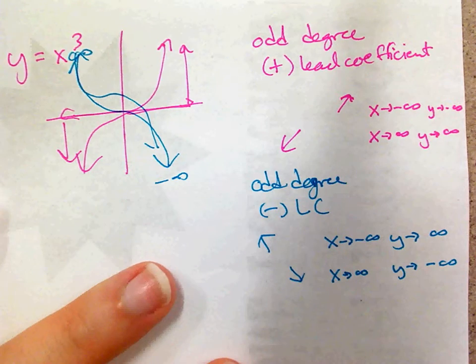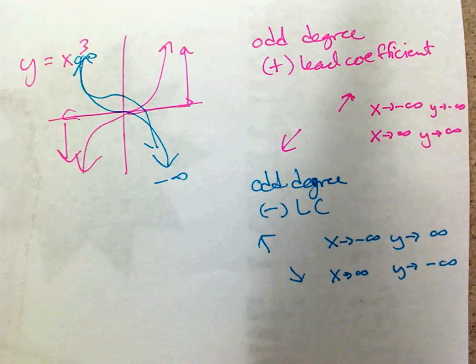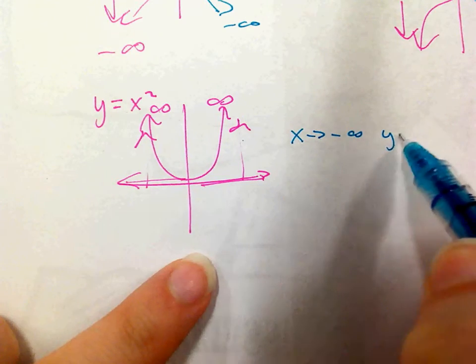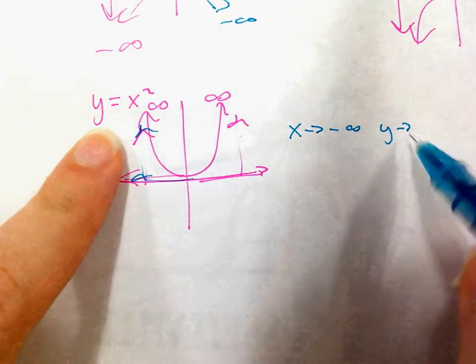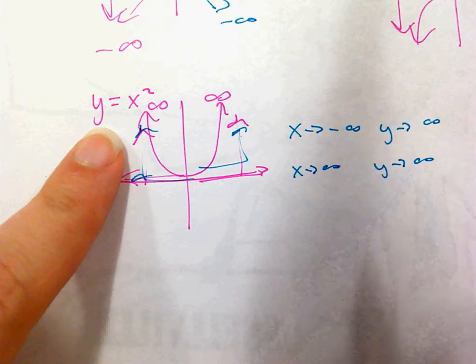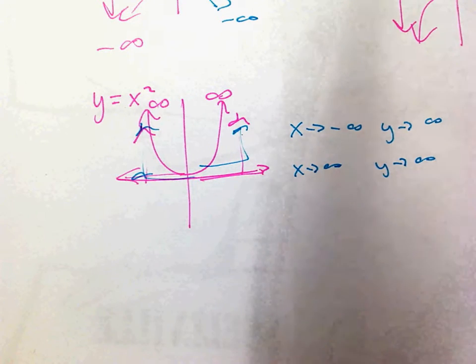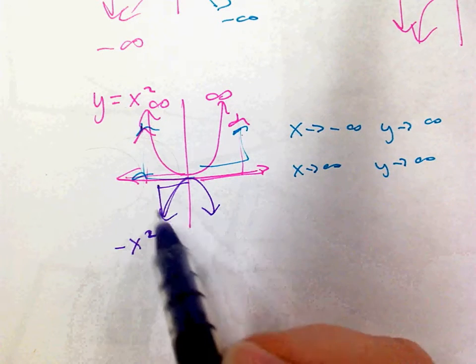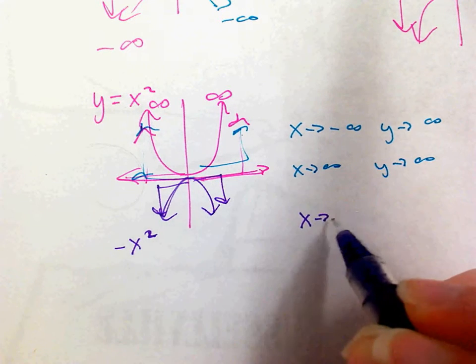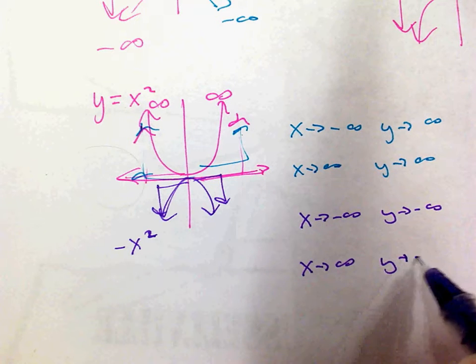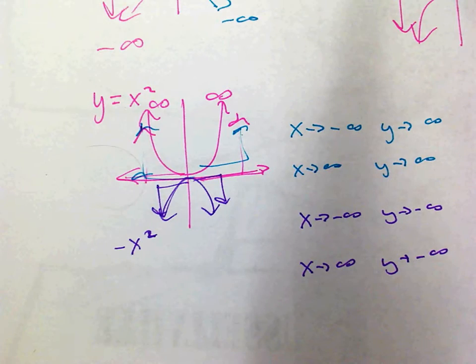Okay? So the only other option is having an even degree. Well, x squared, just like we said right here, as x goes to negative infinity, y goes to positive. As x goes to positive infinity, y still goes to positive. The only other difference is if it's negative x squared, so it's got a negative lead coefficient. Then as you go to the left, you go down. As you go right, you go down. So as x goes to negative infinity, y goes to negative infinity. As x goes to positive infinity, y goes to negative infinity. They're both going down.